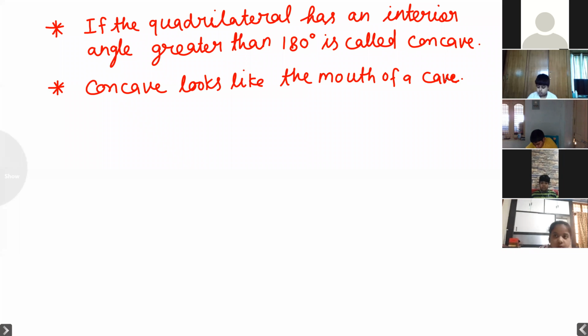Concave looks like the mouth of a cave. Now keep the heading: special types of quadrilaterals.